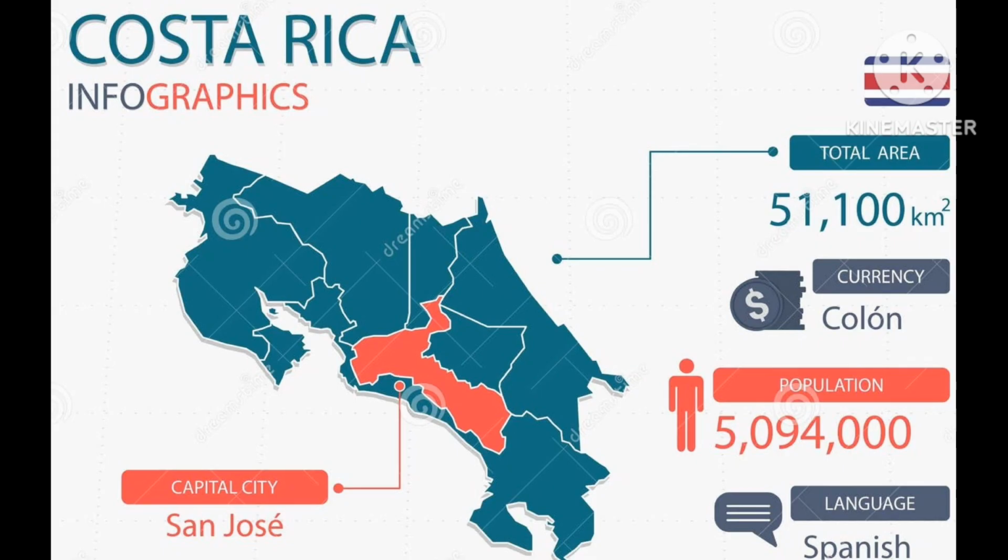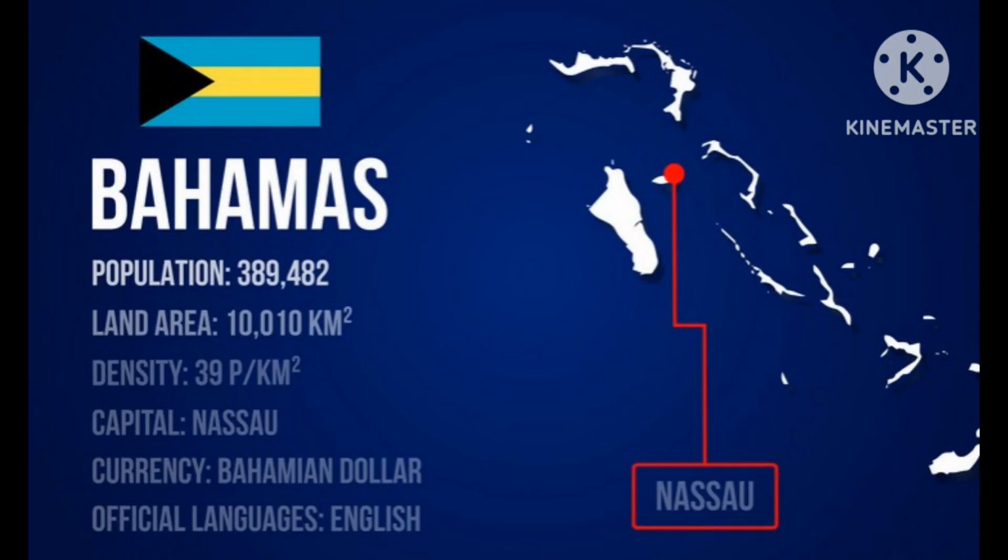The next country is Haiti. The capital of Haiti is Port-au-Prince. Official languages are French and Haitian Creole, and its currency is the Gourde, G-O-U-R-D E. The next country is Costa Rica. The capital of Costa Rica is San Jose. Its currency is Colon. Its official language is Spanish. You can also watch the political map of Costa Rica.